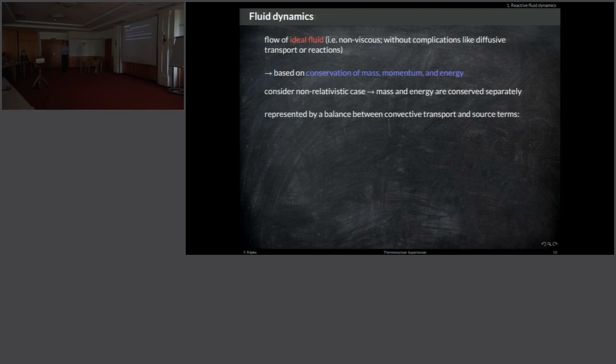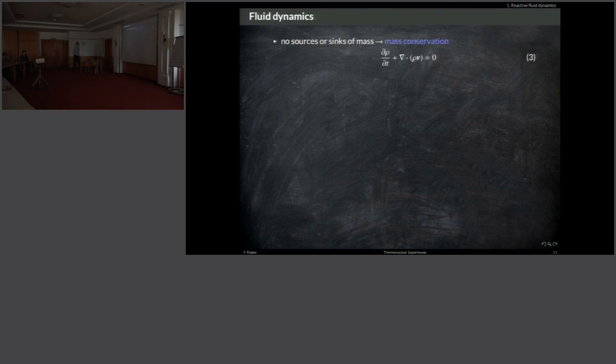Okay, now this can be applied to fluid dynamics. If we want to describe the flow of an ideal fluid, that means a flow of material that's non-viscous without the complications of diffusive transport and reactions for the moment, then we base our description on three fundamental physical principles, namely conservation of mass, momentum, and energy. Of course, this is a non-relativistic treatment where mass and energy are separately conserved. These physical principles of conservation of mass, momentum, and energy are then represented by the balance between convective transport and source terms in terms of such balance equations.